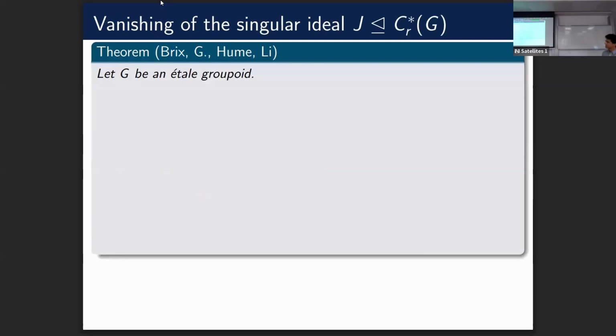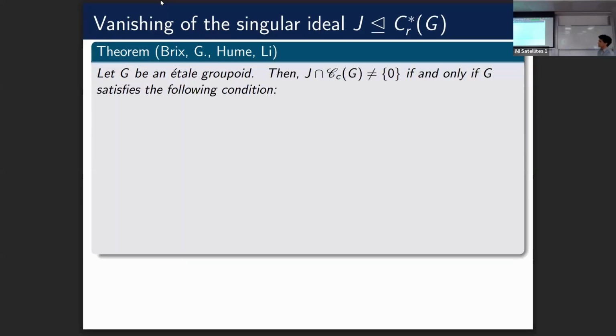Then here's our contribution. Let G be an étale groupoid. This theorem doesn't quite characterize J. What it does is characterize the intersection of J with this dense subalgebra of the C-star algebra. Now it's quite a long theorem, and the conditions probably look a bit technical. If I have time, I can try to explain it in terms of these two examples.